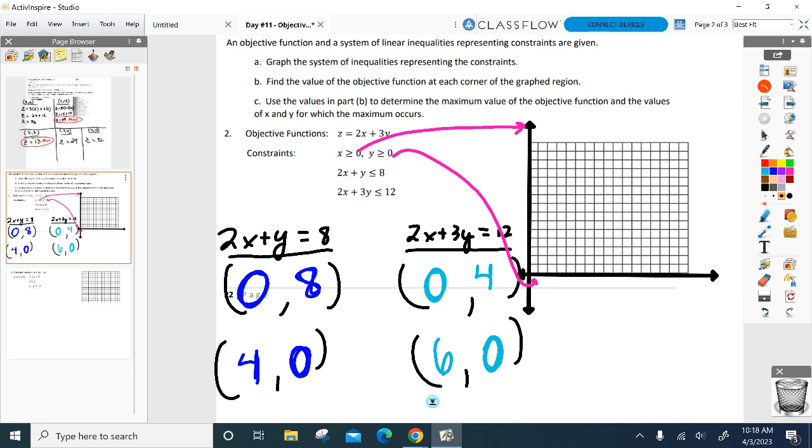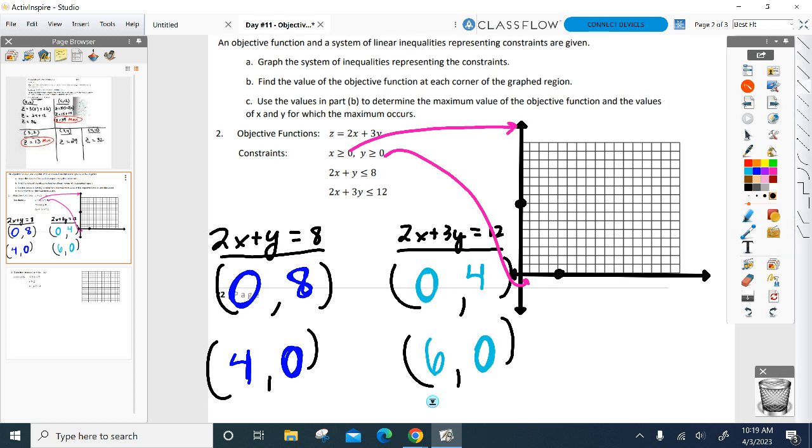8 on the y, 4 on the x. I meant solid. I think from here on out, there'll be solid lines. I don't think I'm tricking anybody anymore. They're going to be solid lines.